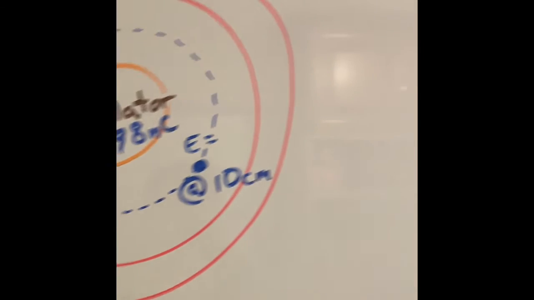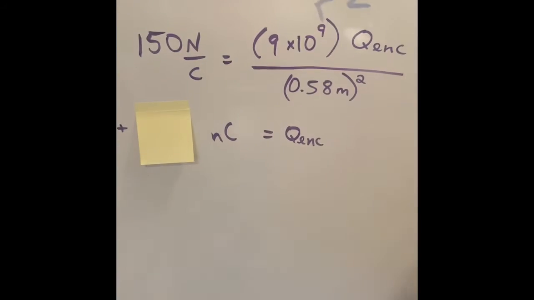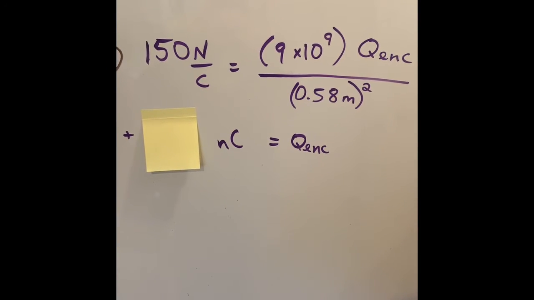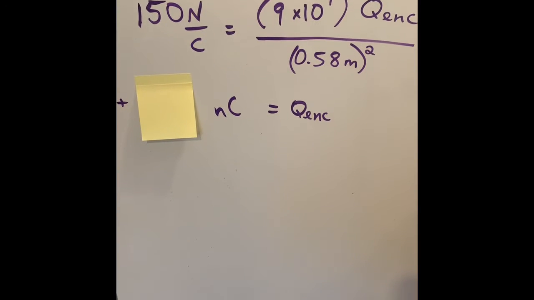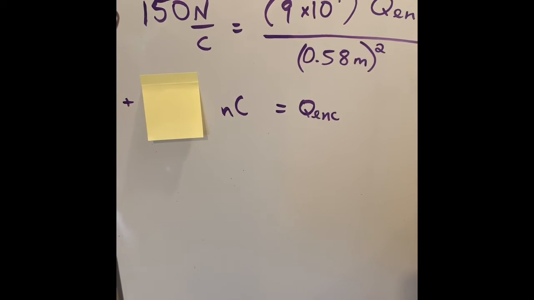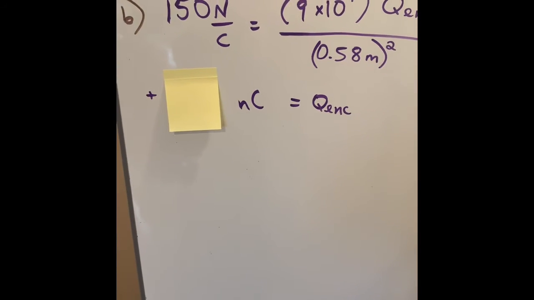Again, we can use electric field equals K, Q enclosed over R squared. So I want you to pause for just a second, check the paragraph again. You'll see these numbers are in there. Type this into your calculator and see what you come up with for the Q enclosed by our Gaussian sphere that's 0.58 meters.